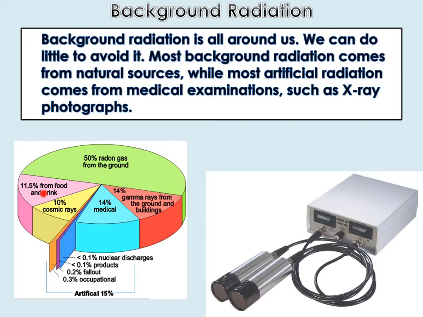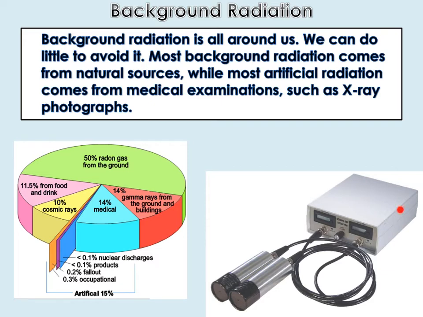Here we have a pie chart showing the different types of background radiation. You can see that the majority of background radiation comes from radon gas that's emitted from the ground. You get 11.5% from food and drink. Cosmic rays, which is another natural source, that's rays coming from the sun, count 10%. And gamma rays from the ground and buildings count 14%. That means that we only get 15% of our radiation from artificial sources, and the artificial sources where we get radiation from are medical examinations or x-rays, and then we can see some from occupational roles and jobs, nuclear discharge, and nuclear fallout.